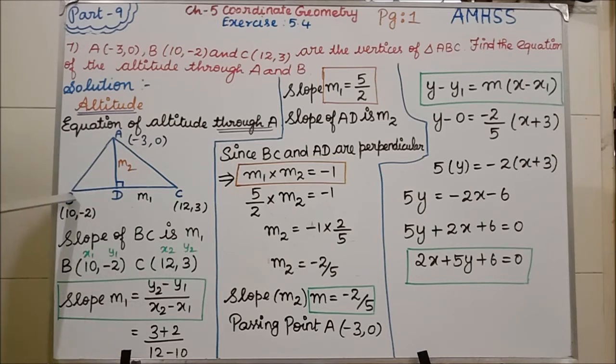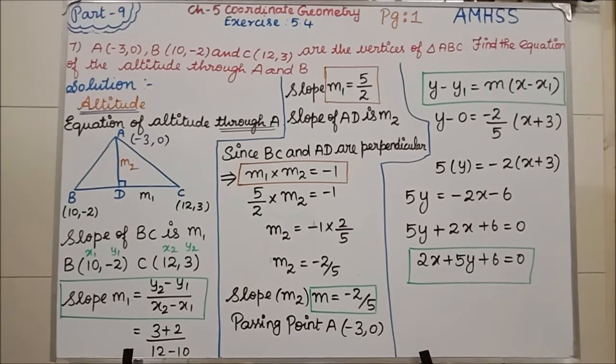Slope of BC, B and C is M1, isn't it? Now see, the B point is given, the C point is given. I have told you in the previous 5th problem itself, if 2 points are given and they ask you to find the slope, what is the formula? Y2 minus Y1 divided by X2 minus X1. That is our formula. We know what our y2 and y1 are, what our x2 and x1 are. So we are just substituting y2, y1, x2, x1, everything.